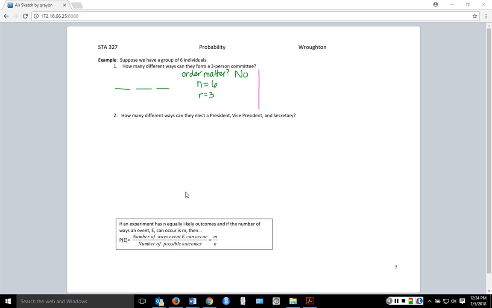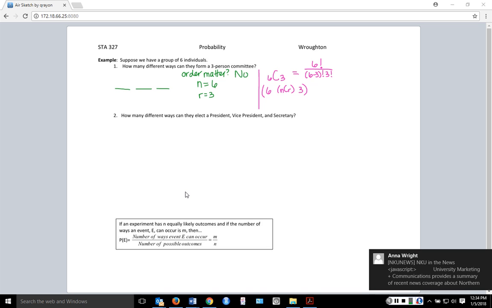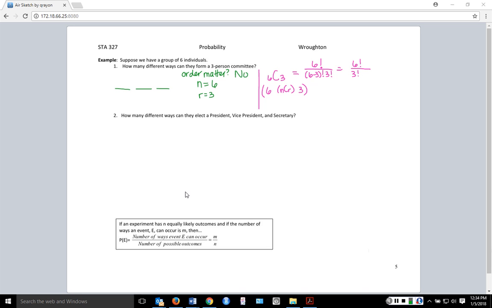So I'm going to do 6 combination 3. And if you're hitting this in your calculator, you're first going to hit the 6, then you're going to get your nCr button, and then you're going to hit 3 before you hit equal. This is n factorial over n minus r factorial times r factorial. So that's what it would look like when I wrote it up. Then simplifying, this is 6 factorial over 2 different 3 factorials, which would simplify to 20.